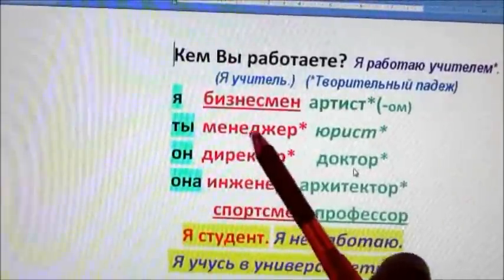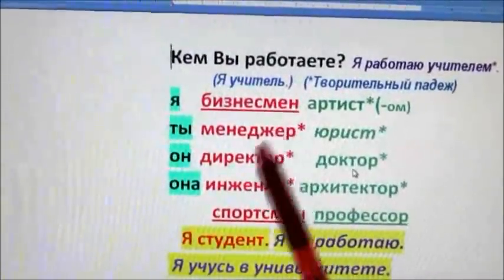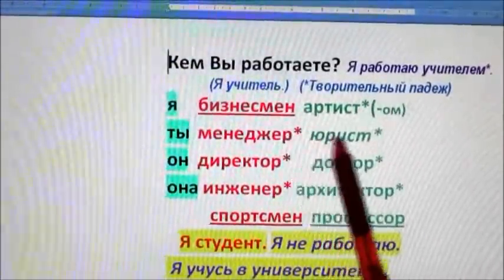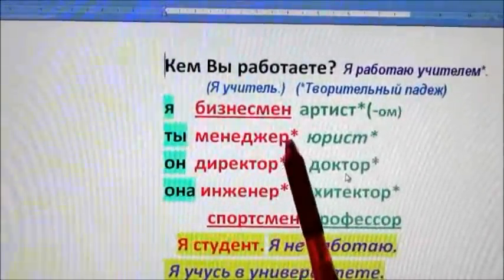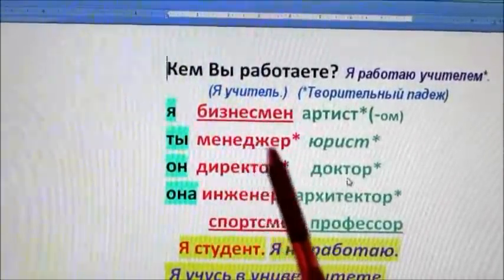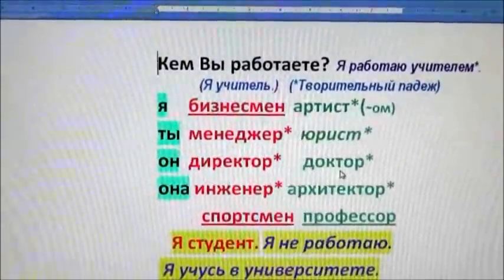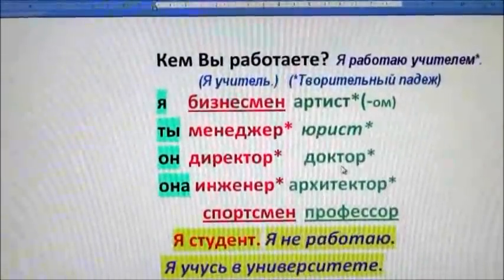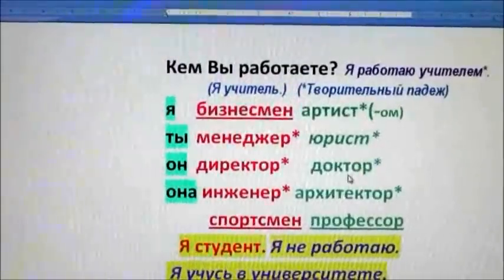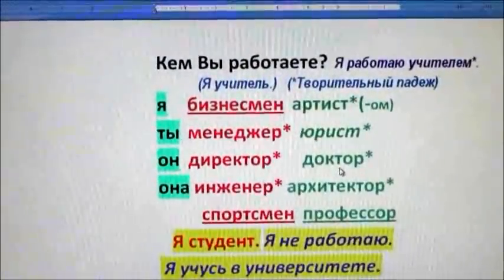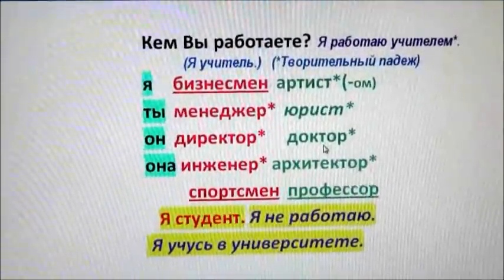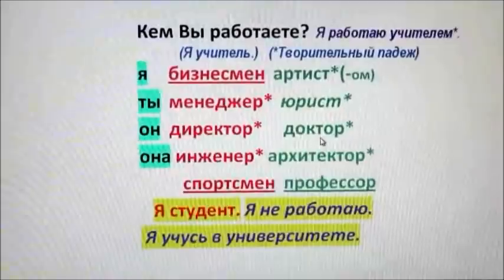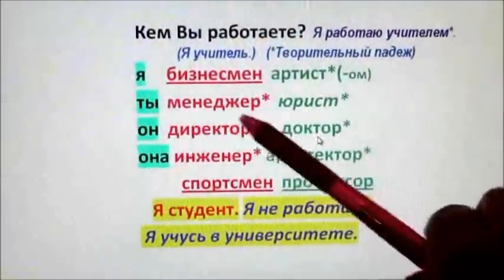Manager. Ты менеджер, you are manager, ты is informal. Я работаю менеджером, okay? All of this will have ending om if you want to use творительный падеж. Я работаю менеджером, or manager also. As you see, it is borrowing from English. We have Russian words, but the way, you know, business goes in the world, it's probably easier for us to just borrow the words and other business vocabulary. That's why we use borrowing.